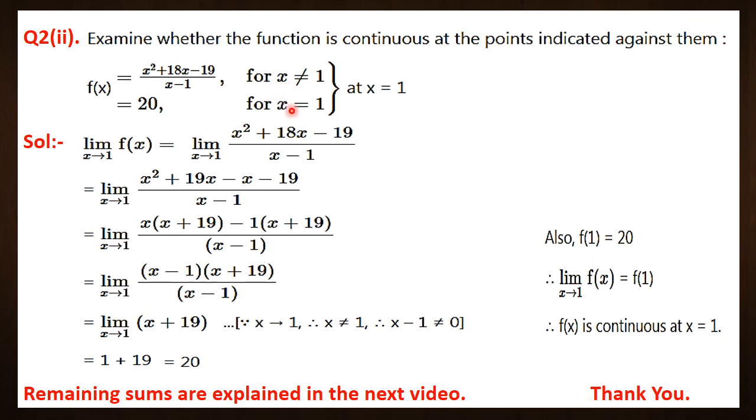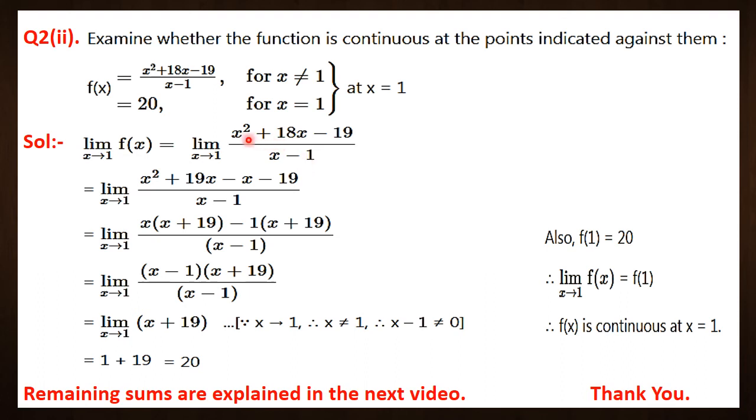That means the forms x less than or equal to, or x greater than or equal to, are not given. So we don't need to find the left hand limit and right hand limit. We will find only the limit x tends to 1, f of x. Now we will calculate the limit x tends to 1, f of x. That is, we have to choose only the function when x not equal to 1 for the limit x tends to 1. So limit x tends to 1, (x square plus 18x minus 19) upon (x minus 1).